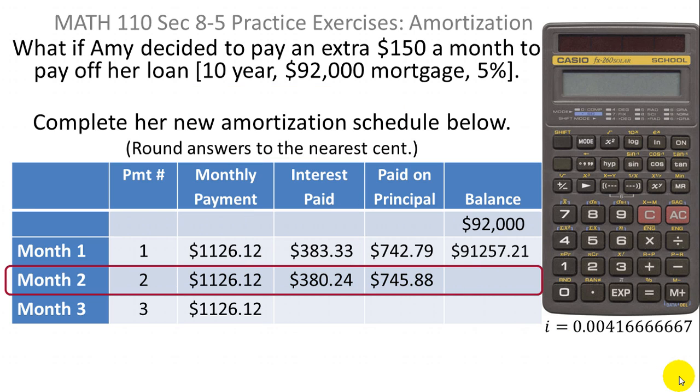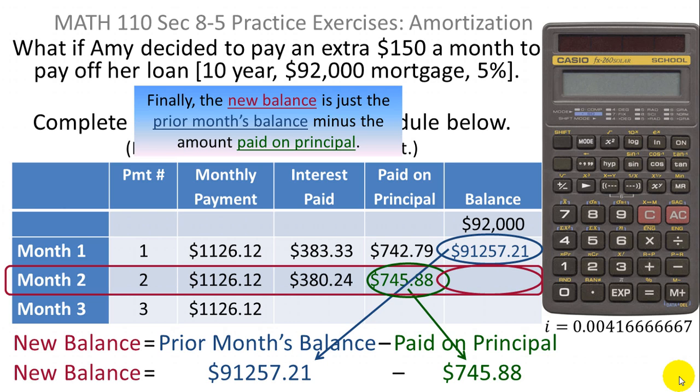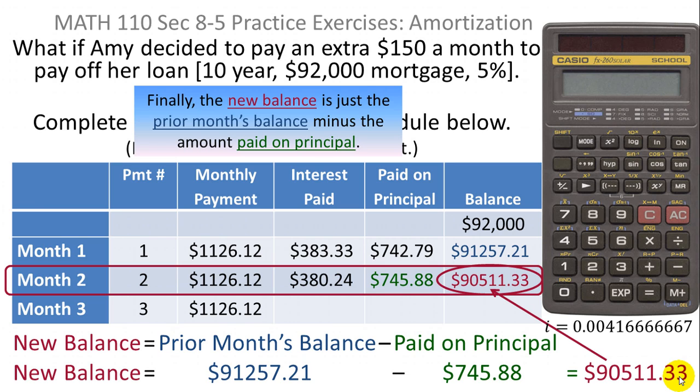And finally, the balance after end of month 2 is simply the previous month's balance minus the amount paid on principal. So that's $91,257.21 minus $745.88. Do that subtraction, you get $90,511.33. That goes as the balance at the end of month 2.